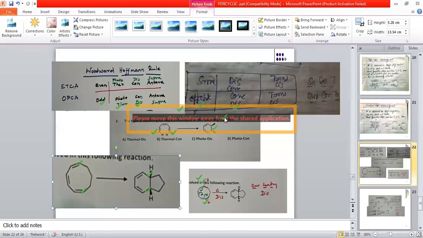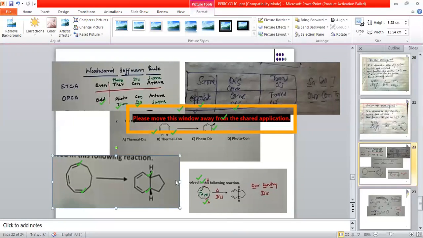Move the window away from the shared applications. Here, from the opposite side, you are getting a hydrogen bond. So from the opposite, you are getting this one of trans type. It means the particular rotation will be your con rotation. Opposite con trans. From the opposite side, you are getting opposite side rotation, the con rotation. It should be a con rotation. So this one will be a con rotation.